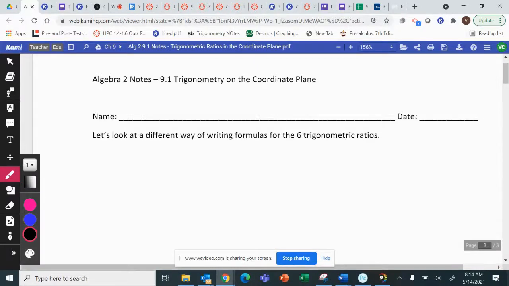Okay, so last class we were using the coordinate plane over and over and over again for finding those angles, and then over and over and over again for finding the trigonometric ratio that they asked for.